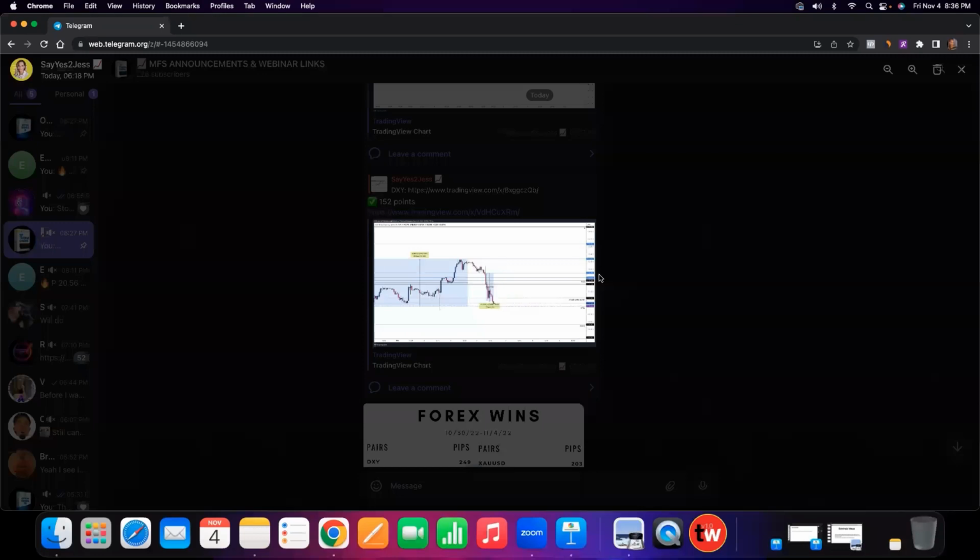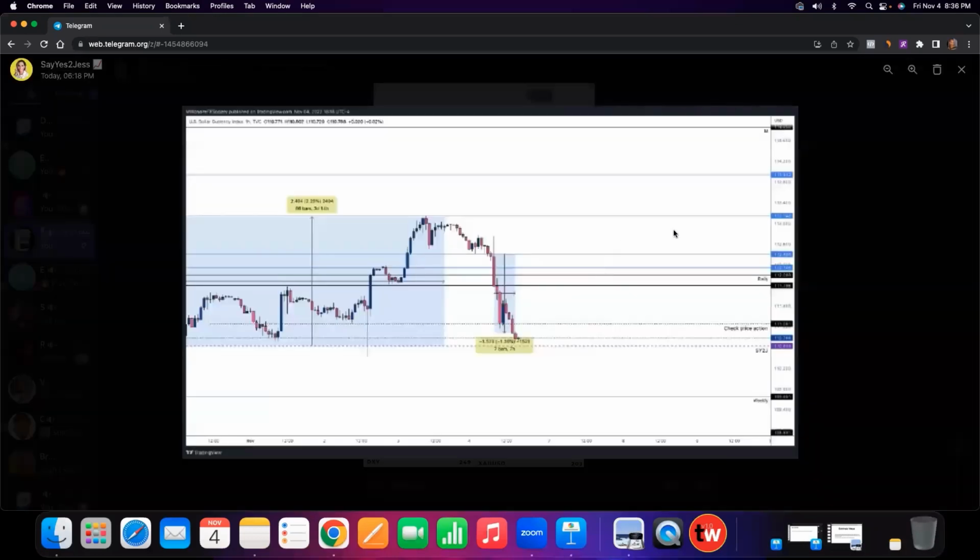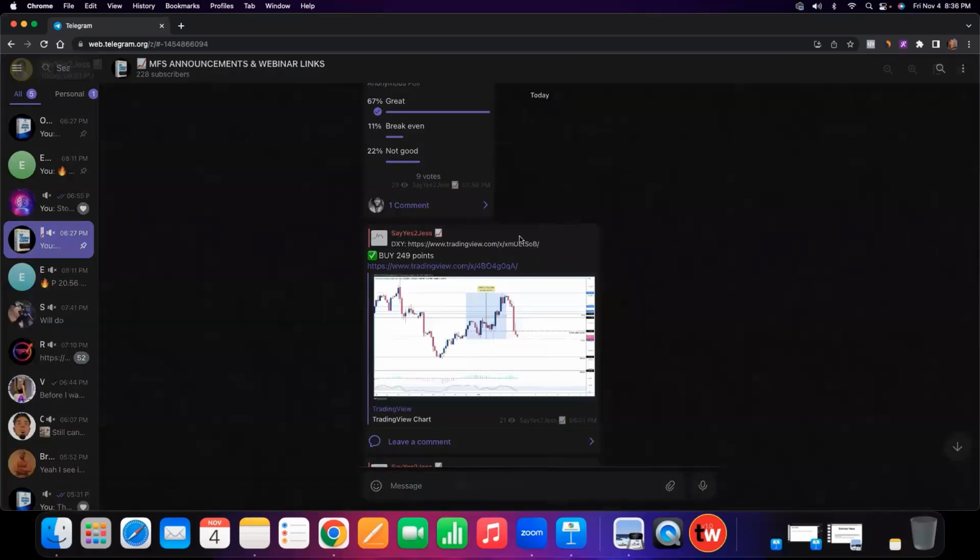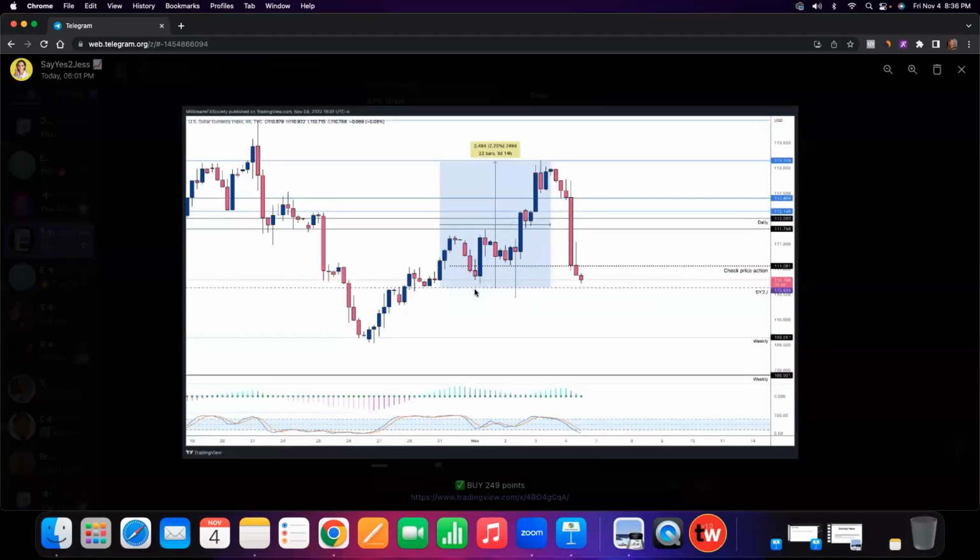Here we go. So as you can see, this is the level right here. And you can see where we had a nice break and retest, had a 2-candle confirmation, and then pretty much we were able to take advantage of this move. Another retest occurred here and here. This check price action is for something later, but for that move in particular, we did do really good with 249 points.